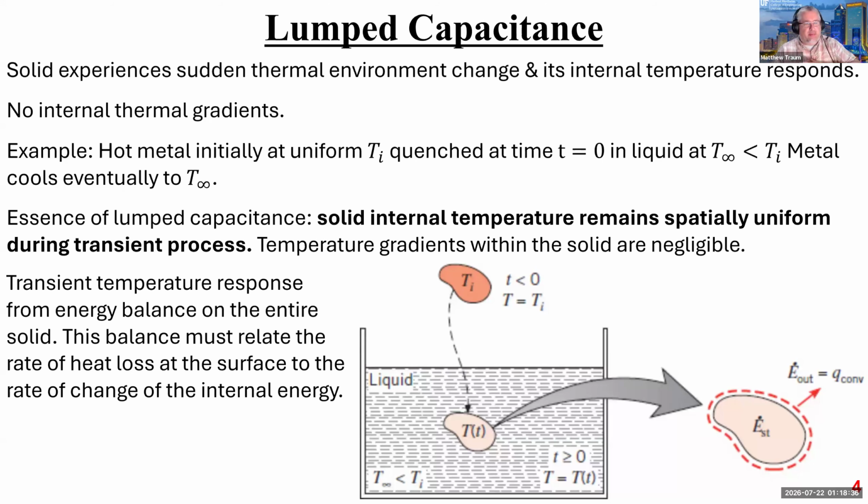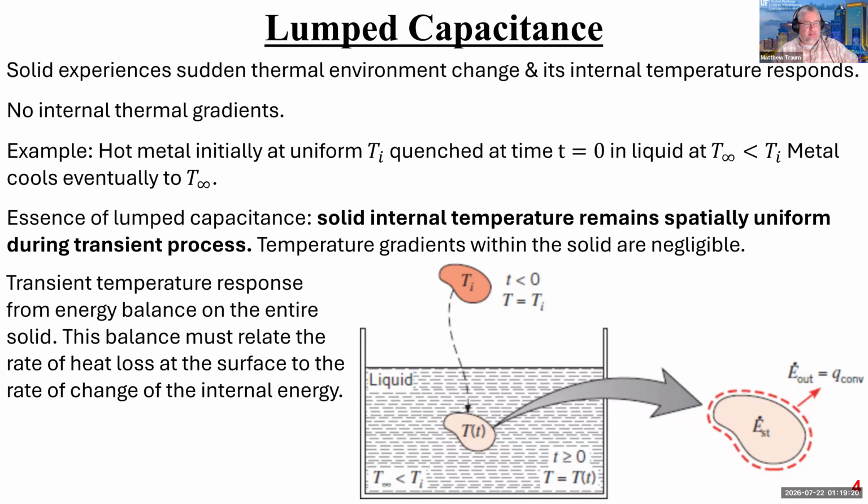Lumped capacitance. So as mentioned, solids can experience sudden thermal environmental changes, and their internal temperature responds accordingly. The hallmark of lumped capacitance, as I said before, is there are no internal temperature gradients, no thermal gradients. So the entire object is exactly the same temperature spatially, exactly the same temperature all throughout its solid body from one moment to the next. It can change temperature in time, but the whole thing changes temperature uniformly.